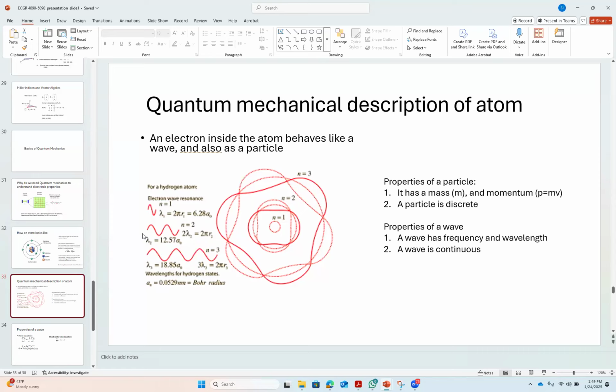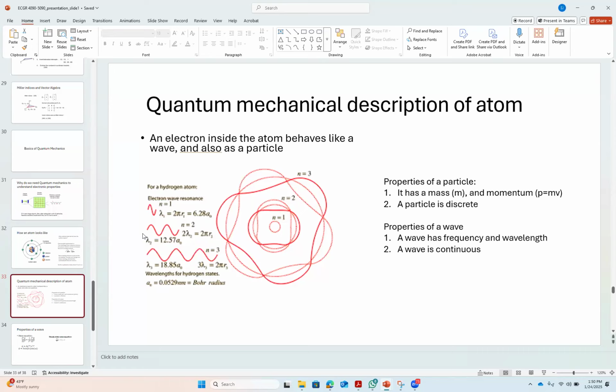In order to understand that, let's keep some patience, because now we are going to discuss a really head-twisting phenomenon. People argued over it for years, and we actually needed the best of the best scientists to come up with this particular concept. So bear with me, and we'll go through it one by one. We said that an electron inside an atom behaves like a wave. So let's first try to understand the behavior of a wave versus the behavior of a particle.